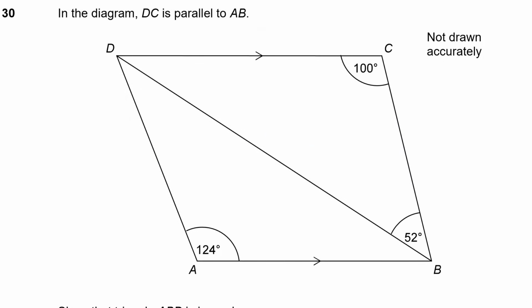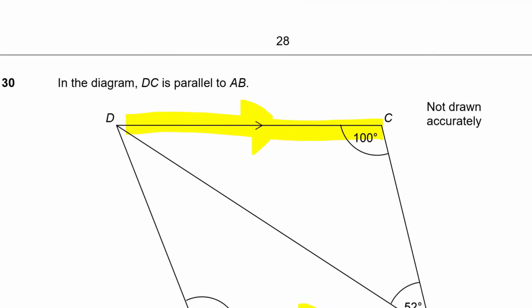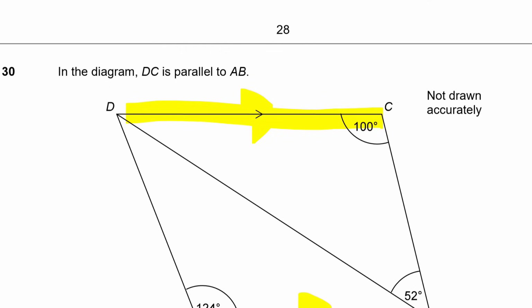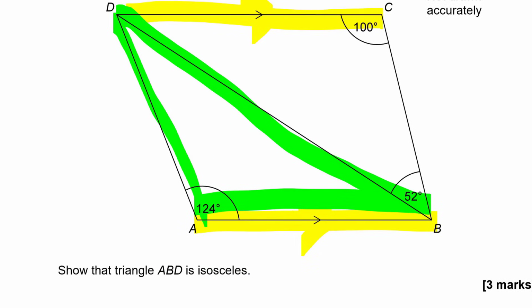In the diagram, DC is parallel to AB. So DC is this line here, AB is this line here, and you can see that they are parallel. Okay, so I've got a pair of parallel lines. It's not a parallelogram. Looks a bit like one, but those other two lines are not parallel. Now it asks me here to show that the triangle ABD is isosceles. So where's ABD? ABD, this triangle here. That's the triangle I'm looking for. And I need to show that it's isosceles.